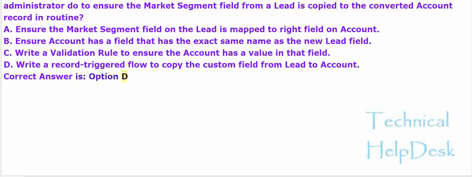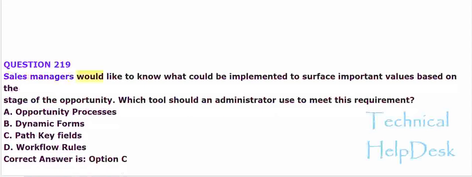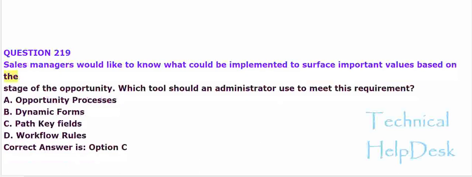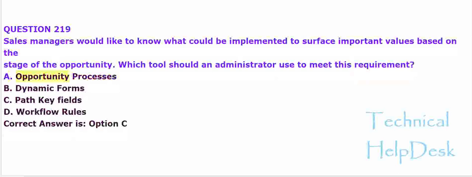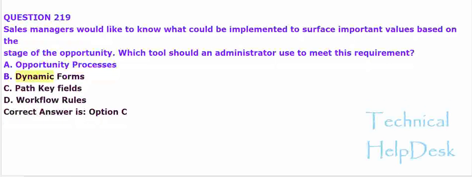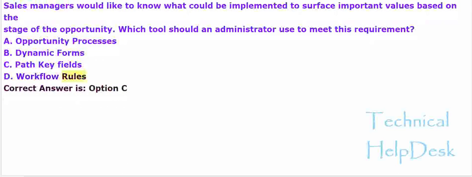Question 219. Sales managers would like to know what could be implemented to surface important values based on the stage of the opportunity. Which tool should an administrator use to meet this requirement? A. Opportunity processes. B. Dynamic forms. C. Path key fields. D. Workflow rules. Correct answer is option C.